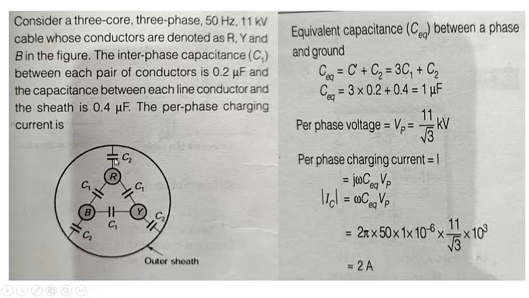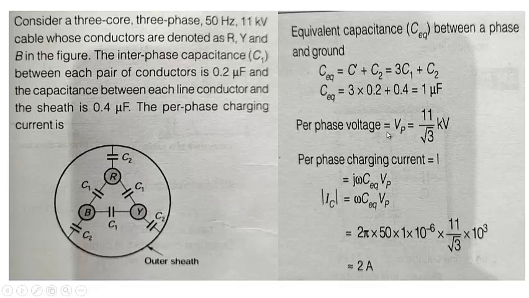When you have properly understood the nomenclature of C1 and C2, you don't have to remember C1 and C2, you just have to remember the actual name, that is capacitance between the conductors and capacitance between the conductor and sheath. So it is given as the interphase capacitance between the pair of conductors, that is this is C1, and the capacitance between each line conductor and the sheath is 0.4. The per phase charging current is, as we know, when we convert this into equivalent star, this will be 3 times C1. So per phase will be C2 plus 3 times C1. So C equivalent will be equal to 1 microfarad.